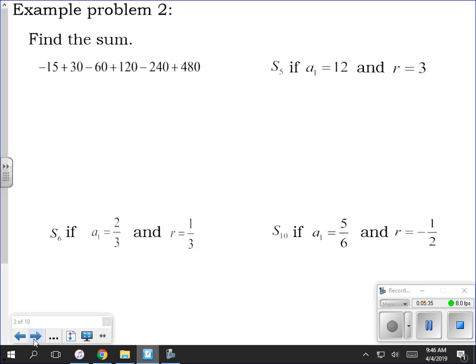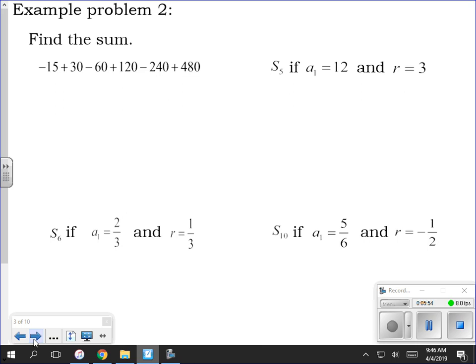Okay, there are 2 parts to today. I've got a lot of example problems to do. We're really only doing 2 basic things today. We're finding the total, and we're writing it in summation notation. Finding the total will be difficult. There are a lot of example problems to go with these.